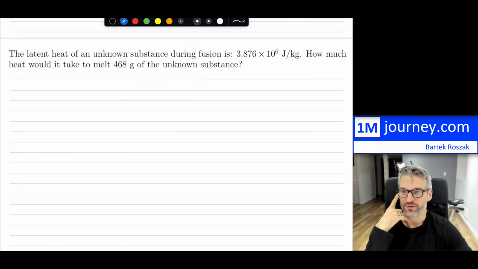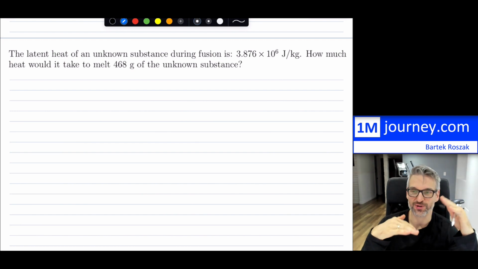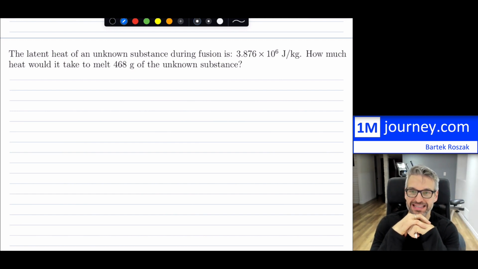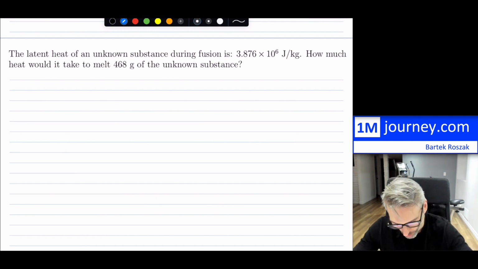This example is with latent heat. So that means you're not increasing any temperatures. This is the change in state. So notice it says fusion there. So the latent heat of an unknown substance during fusion. And notice how enormous that is.